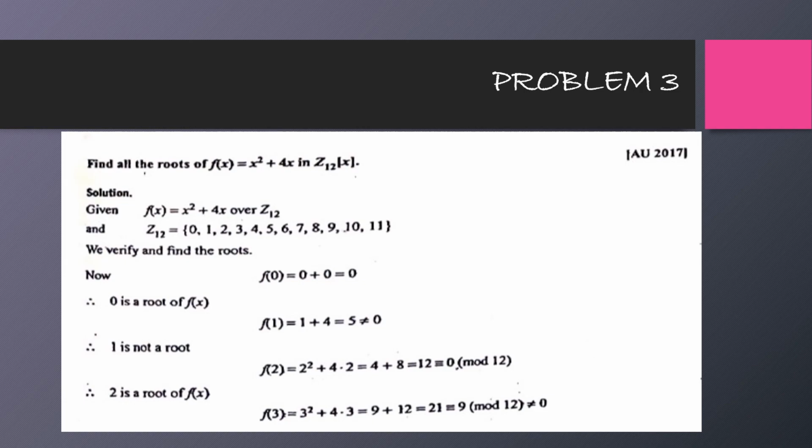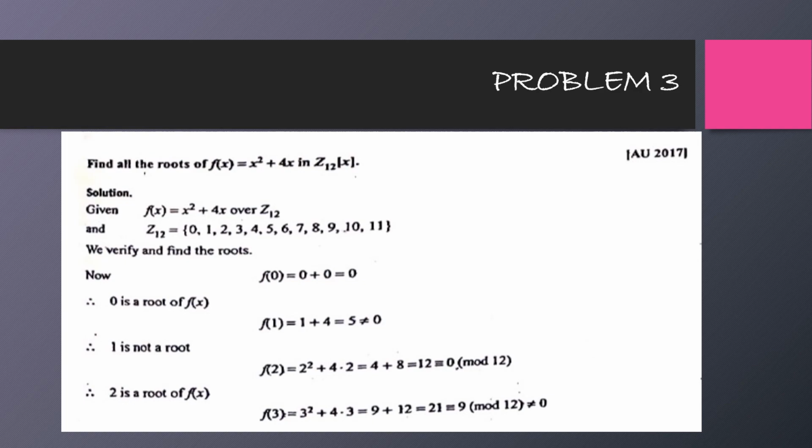Second, substitute 1. If I substitute 1, the answer is 5. 5 is definitely less than 12. So I can't divide 5 upon 12. So it is not equal to 0. Therefore 1 is not a root. Substitute 2. 2 square is 4, 4 into 2 is 8. So 4 plus 8 is equal to 12. 12 can be divided by 12. It's perfectly dividing and my remainder is 0. So since my remainder is 0, I can call this 2 a root.